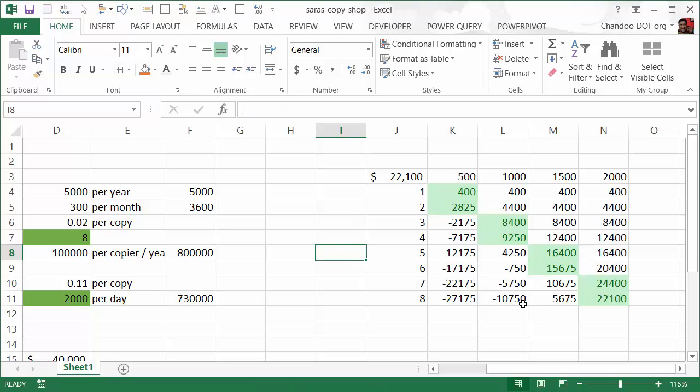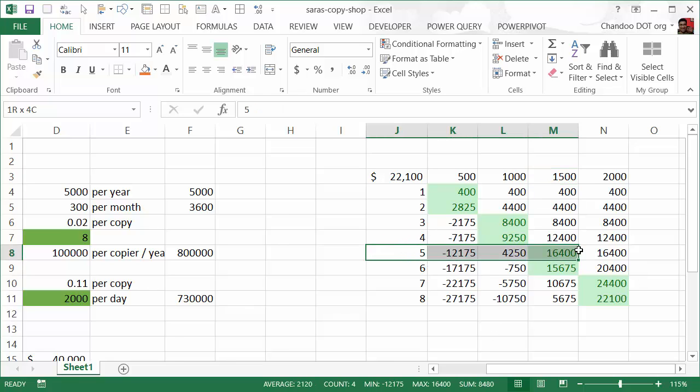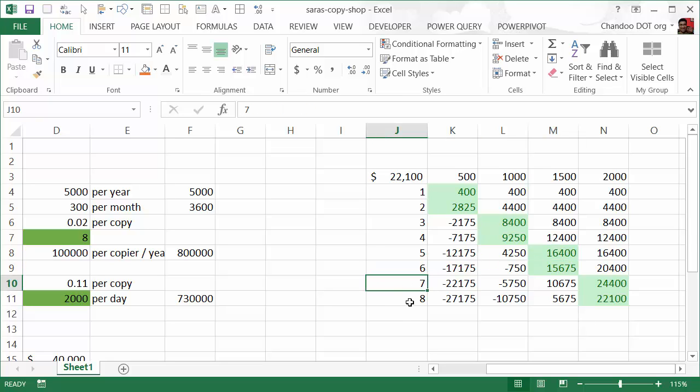If you want, you can restrict this rule to top one, that way you will only see the best profit. And you can see the anomalies here. For example, if I'm anticipating the demand to be around 1500 copies per day, I should probably stick to 5 copiers instead of 6, because an additional copier would increase my lease amount by $5,000, but the revenue is not enough to justify that. Same happens for 7 and 8. With 7 copiers I'm going to make $24,000 profit, whereas with 8 copiers I'm going to make $22,000 profit.